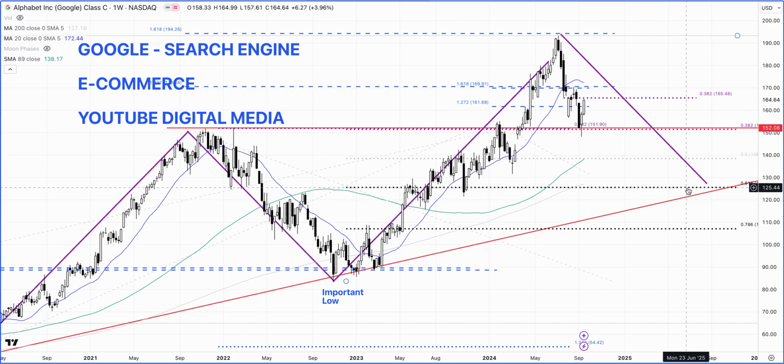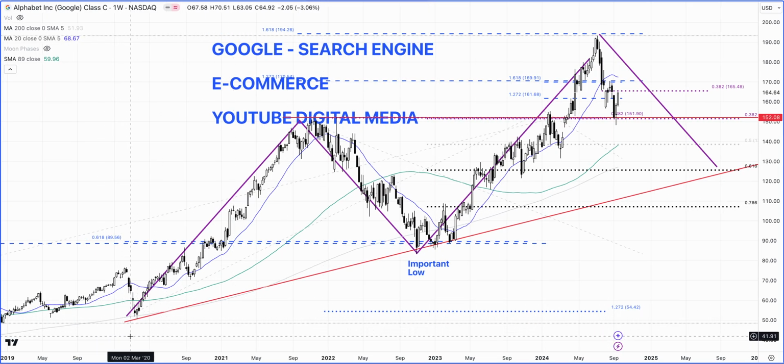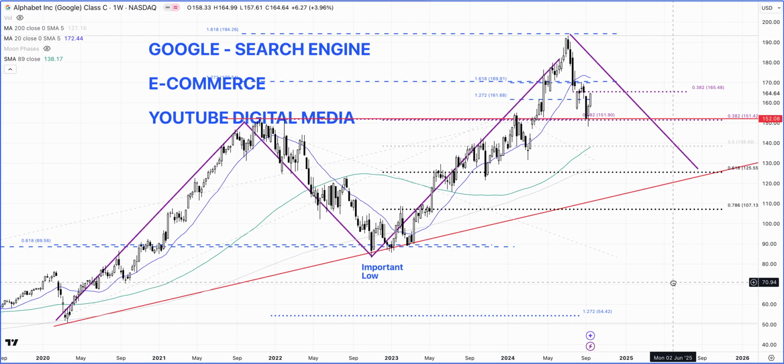which could bring it back to about 125, which is absolutely fine, because if you look at this trend line from March of 2020 and the 61.8% retracement, I think that will be a pretty interesting spot to take a look at this stock from a long perspective.